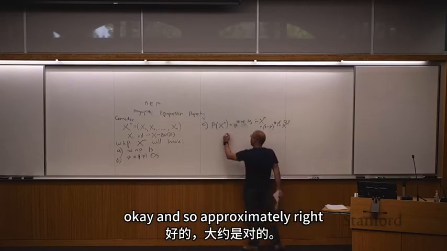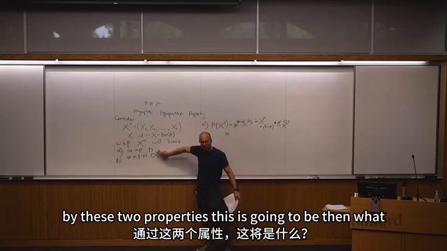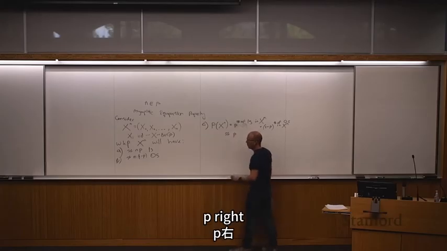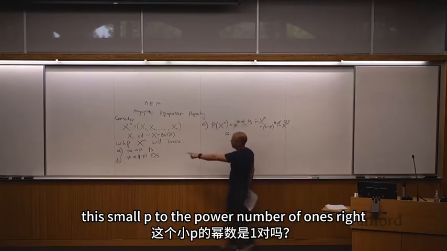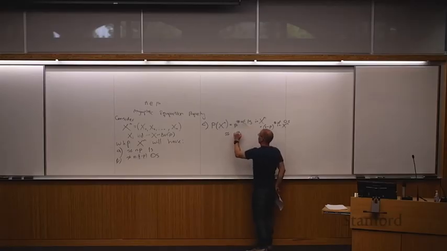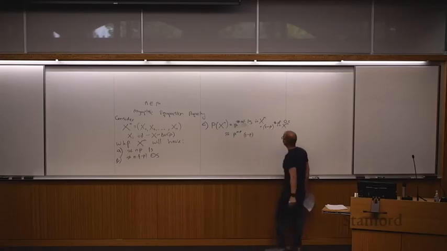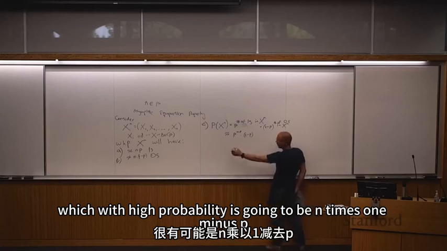Okay? And so approximately, by these two properties, this is going to be what? P, this small p to the power number of ones, with high probability is going to be about np, times 1 minus p to the power of zeros, which with high probability is going to be n times 1 minus p.